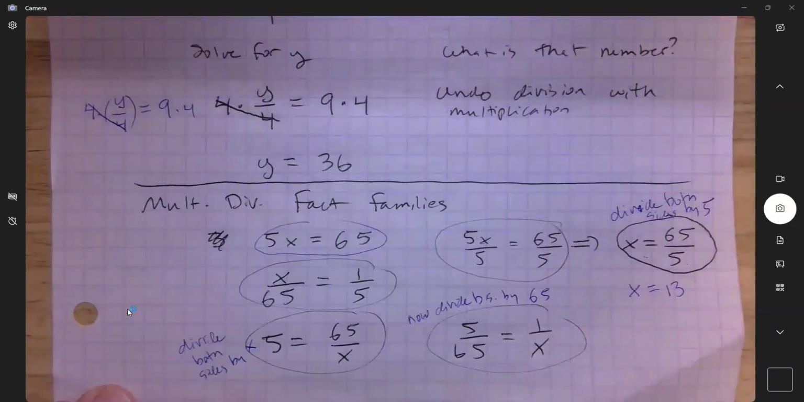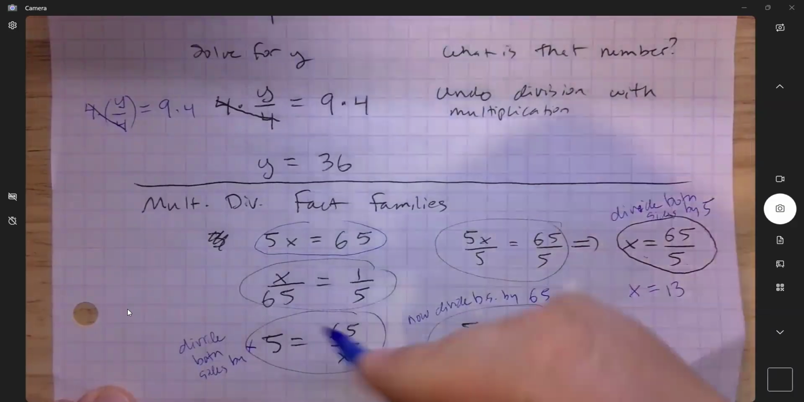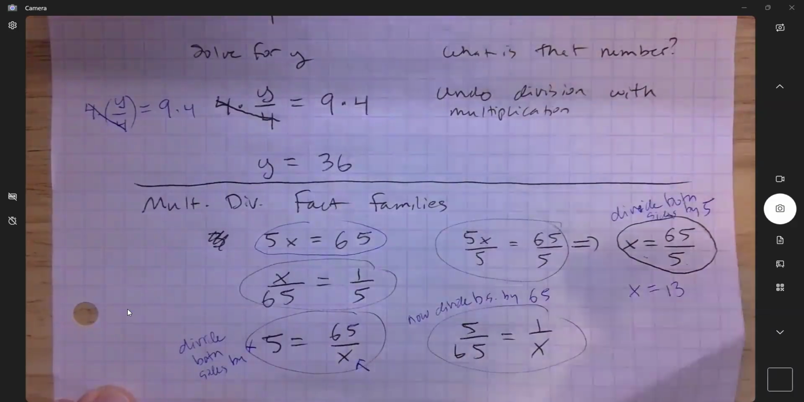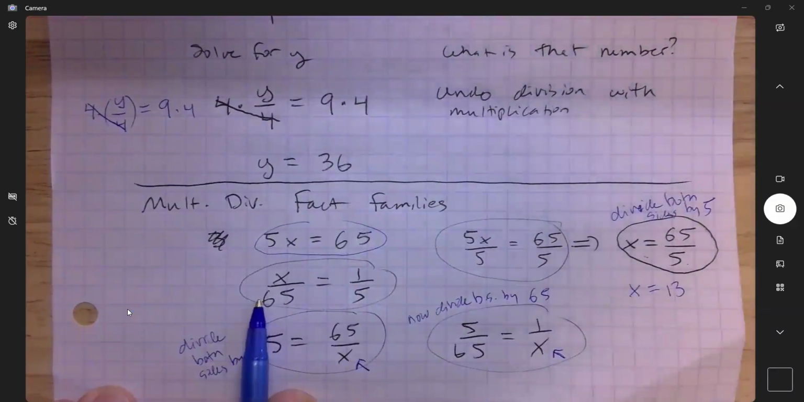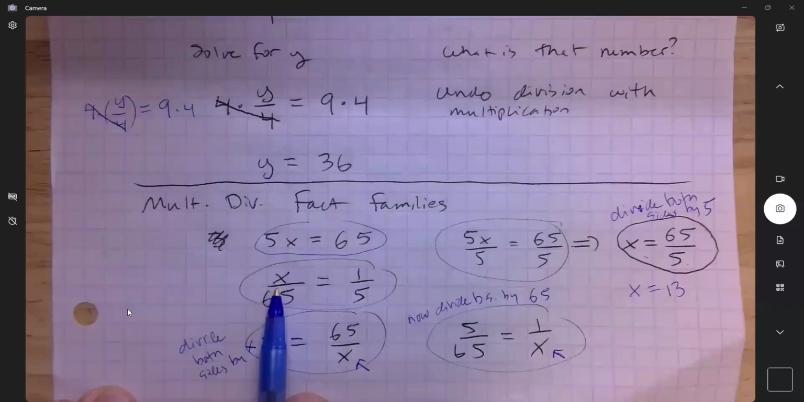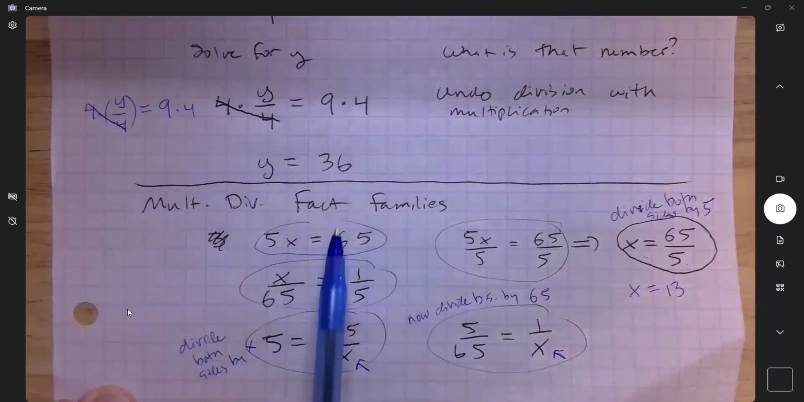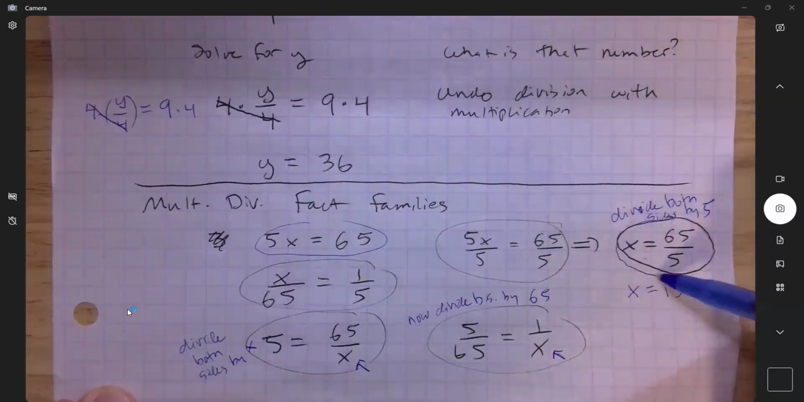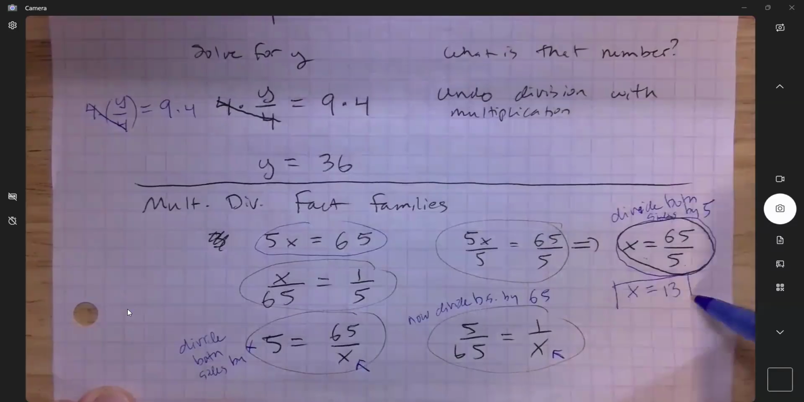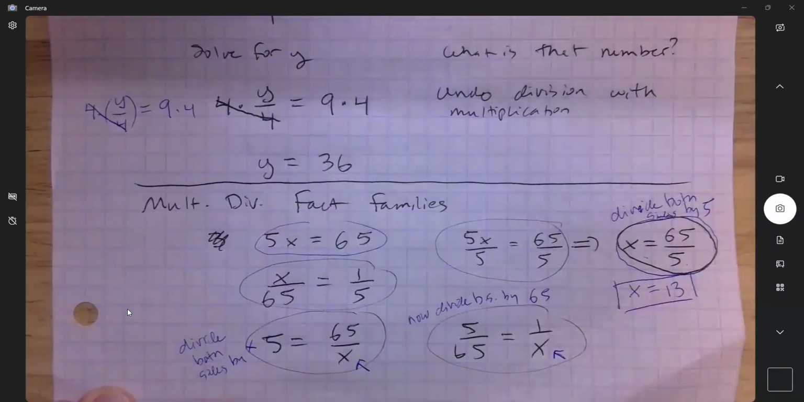But one thing I want to point out to you is usually we are trying to solve 5x equals 65, and most of these equations are not super helpful. This one, 5 equals 65 over x, isn't helpful because x is in the denominator, and same here. And this one isn't so helpful because x is divided by a number. So fact families can get us to a lot of different equations, but usually there's one way to go that will actually be useful for finding the x value that makes the original equation true.